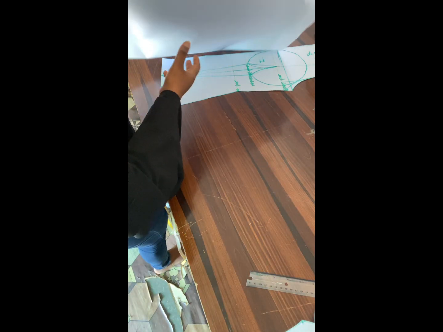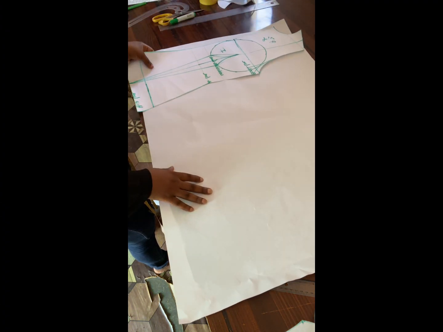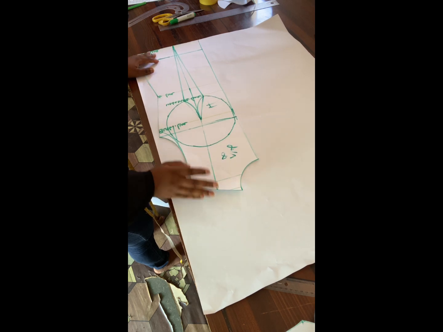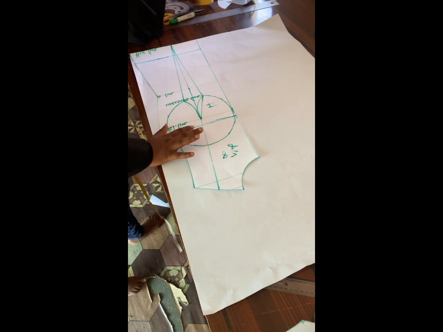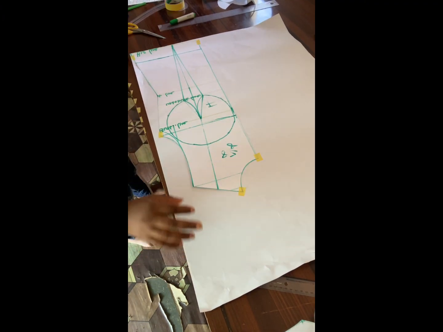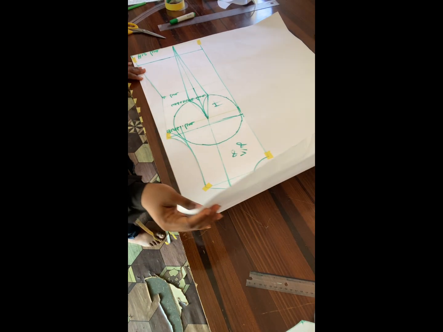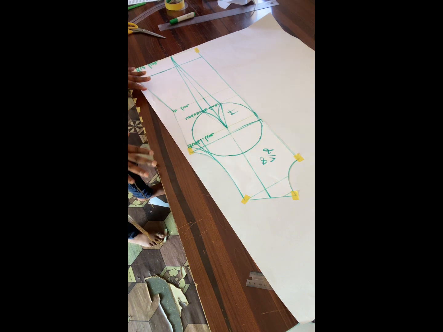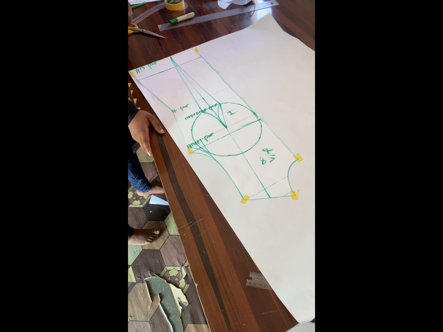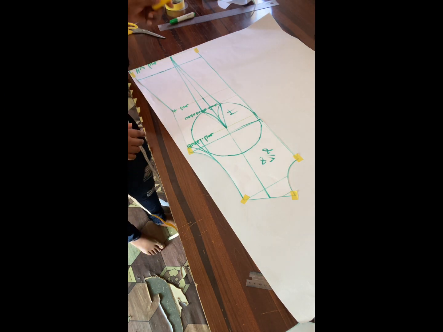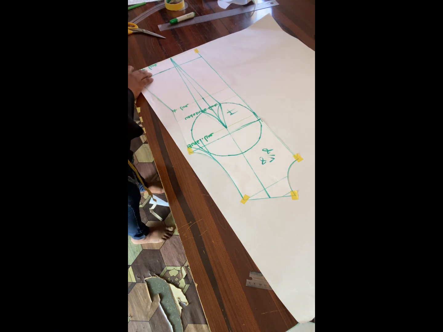So here is a new paper. I'm going to place it here, just like this. So I've successfully placed it on another paper and I've taped it down, in order for it not to move. After doing this, the next thing you're going to do, you take your tracing wheel, then you trace out all the lines that we have here. So I'm going to start with my hip line.